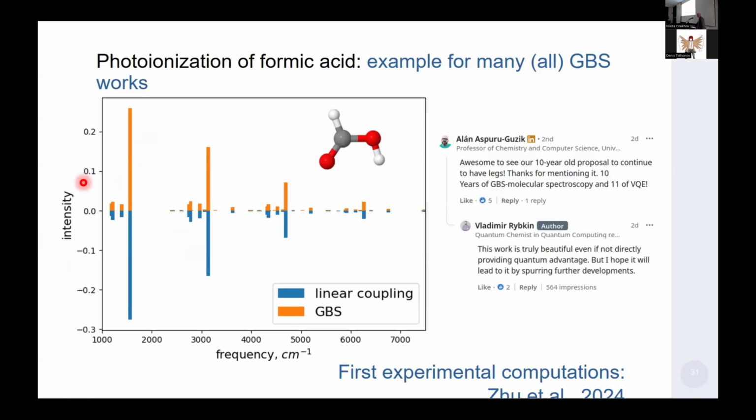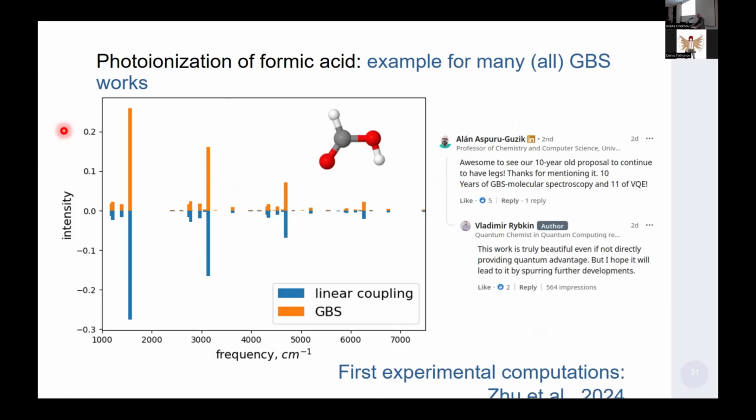Let us begin with the photoionization of formic acid. That was the example suggested by Aspuru-Guzik 10 years ago. And you know, that's my conversation with him on LinkedIn. He was very happy to see that it was finally measured. And this was the measurement from the group from Singapore 2 years ago. Actually, they did the full GBS with three operations, and we did just linear coupling. And you can see very well why we did it with linear coupling. Not only because we are lacking the other operations, but because nothing else is needed.